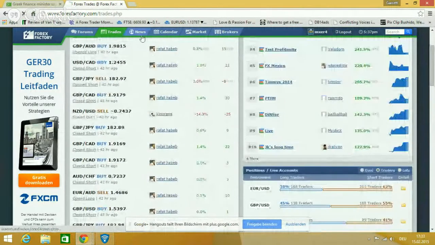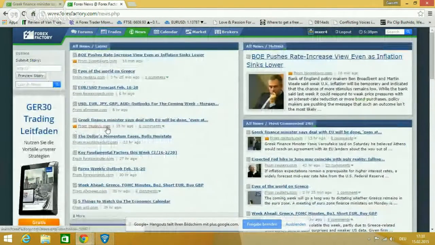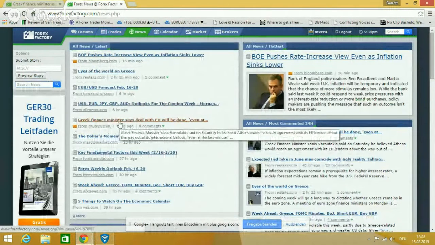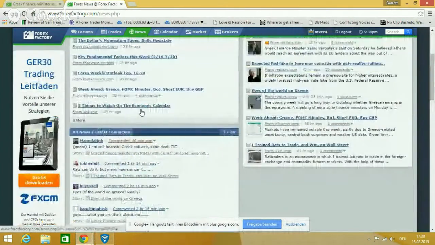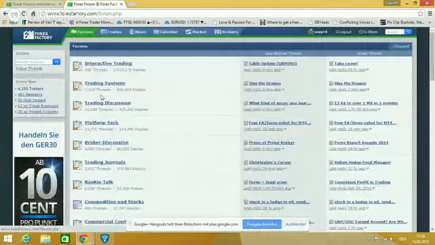Then up here you have your news. You can follow the news, like what's going on right now with the euro potentially dropping, with the situation with Greece. So you can follow your news here. Also here you have a forum. You can see what people are saying, interactive trading. I don't follow trading systems. Guys, there's a lot of idiots on these forums, so be very careful.